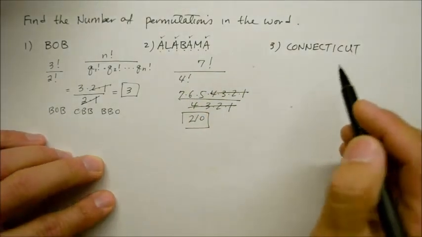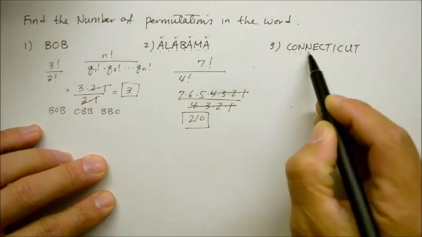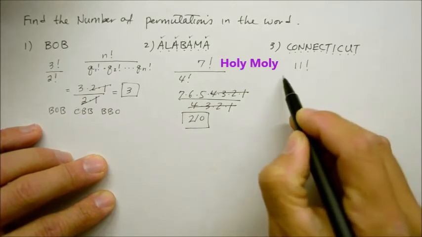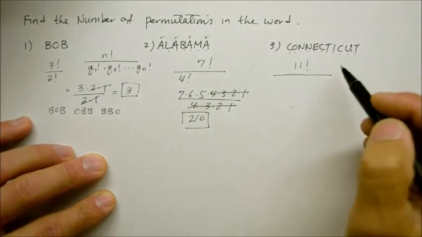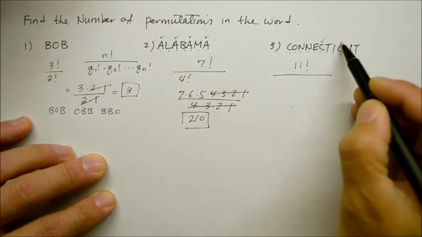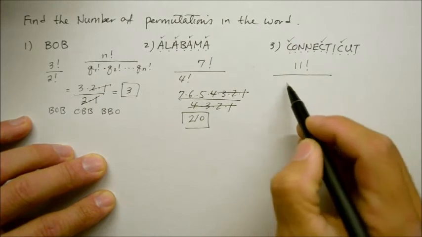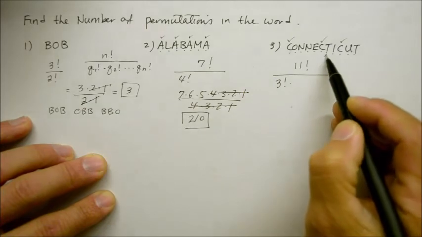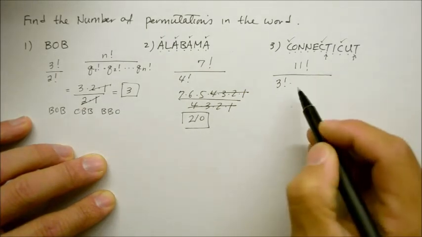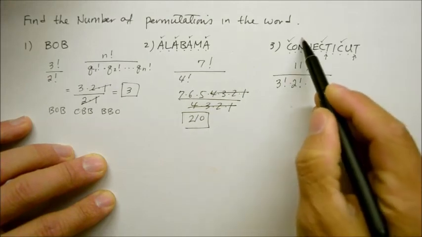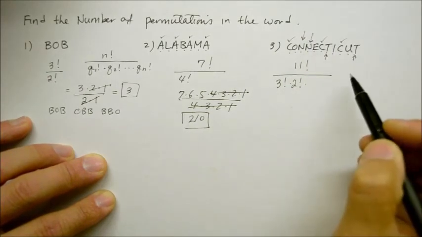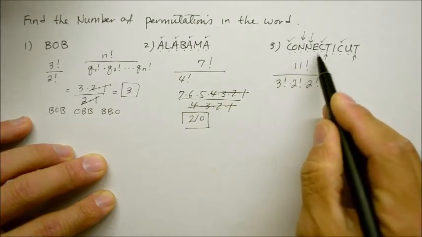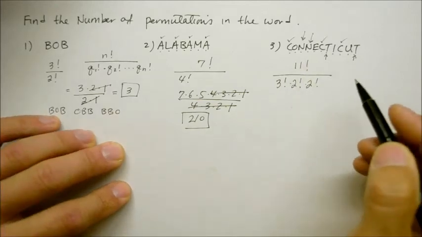And finally, Connecticut. How many letters are there? 1, 2, 3, 4, 5, 6, 7, 8, 9, 10, holy moly, 11 letters. 11 factorial divided by any letters that repeat. Let's see. I see a C and a C and a C. So I have 3 C's. So that's going to be 3 factorial times, I see a T and a T. So that's another 2 factorial times N, N. So that's another 2 factorial. Any other letters that repeat? No other vowels? No consonants? No? Okay. So here we go.